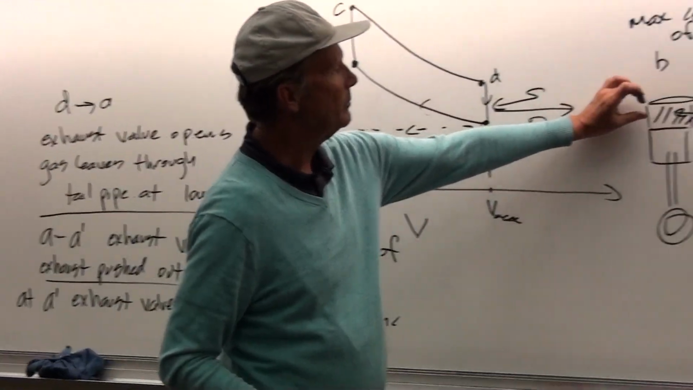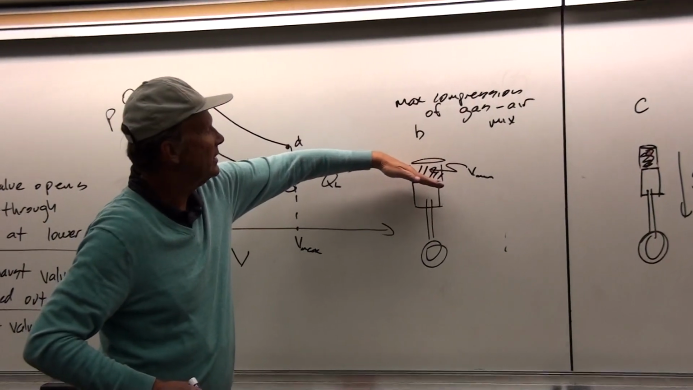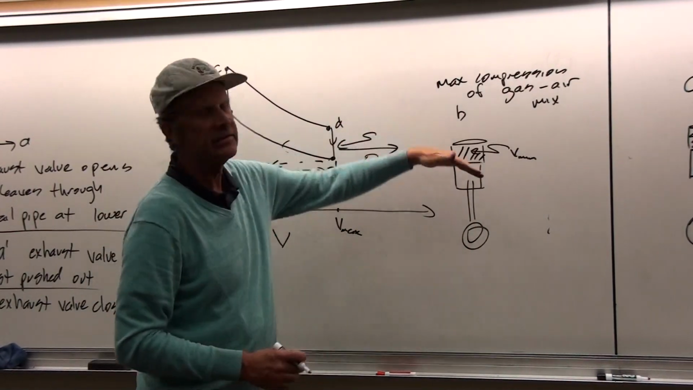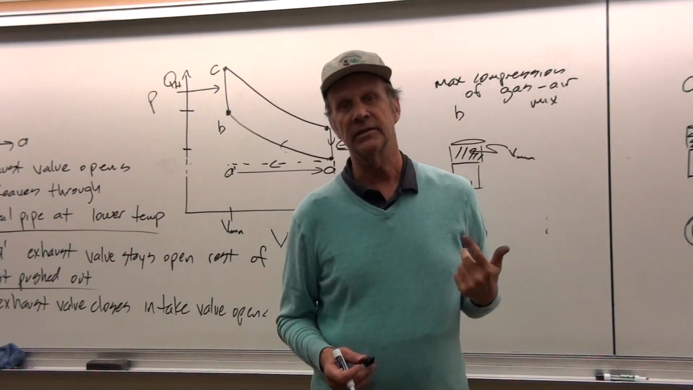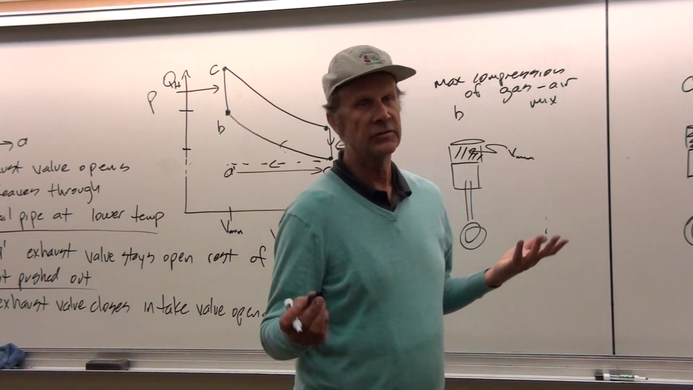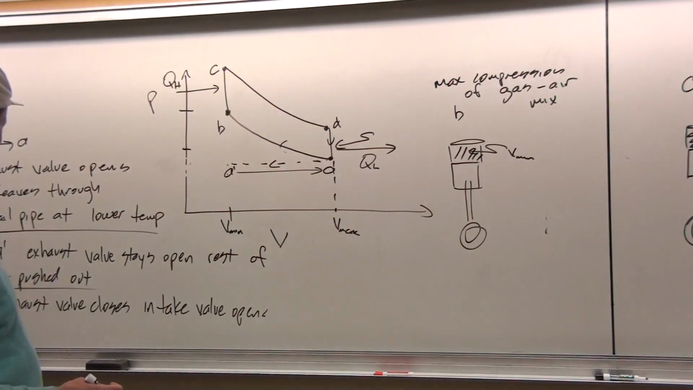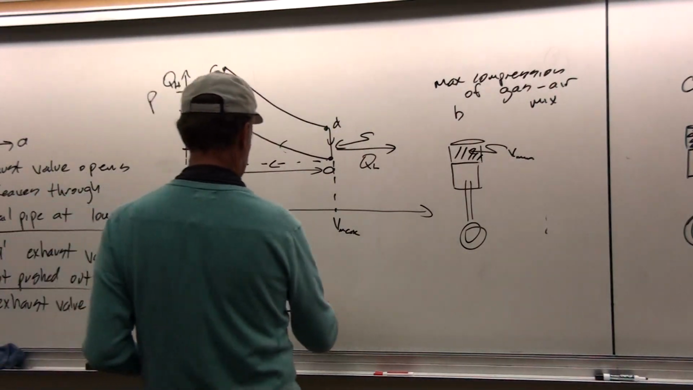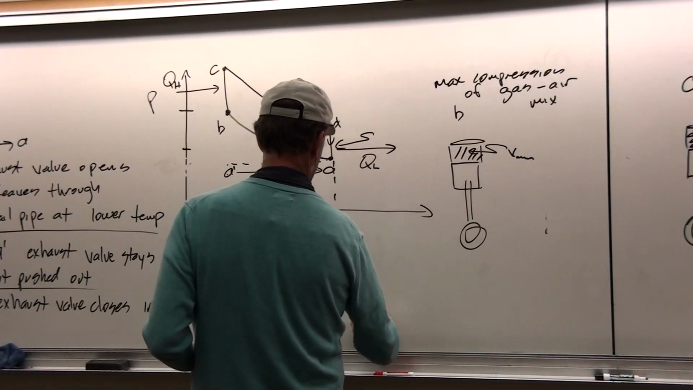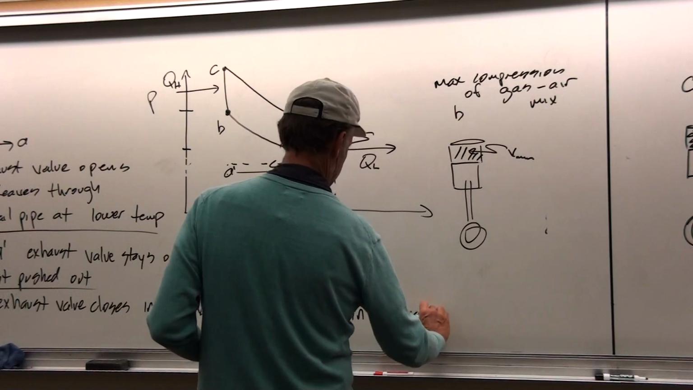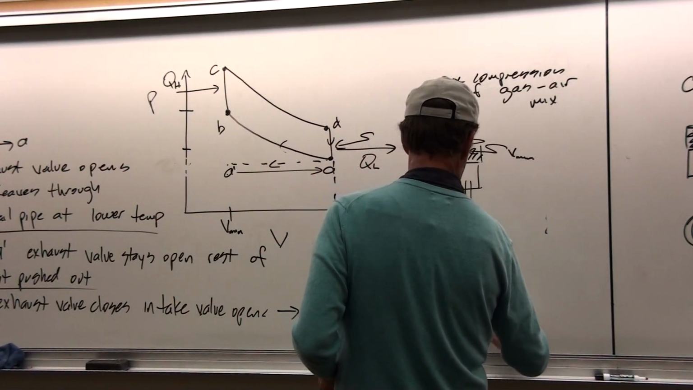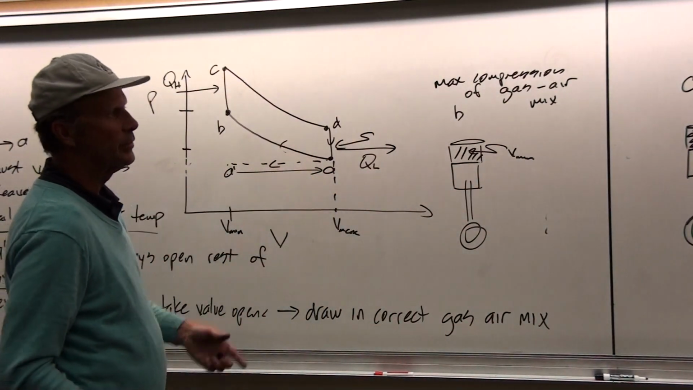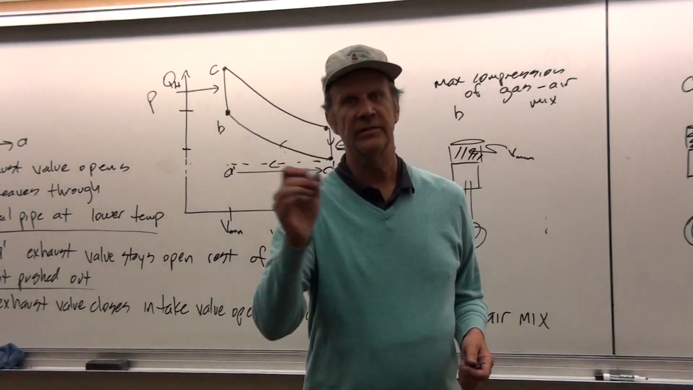Right? So here we're up at the minimum volume, and with the intake valve open, the piston drops, and that essentially sucks in the gas-air mix from the fuel injection. It used to be carburetor. Okay. And that's what brings us back to point A, and so we draw in the correct gas-air mix. And then we start over at point A, and we begin the process again. And so the process just continues.